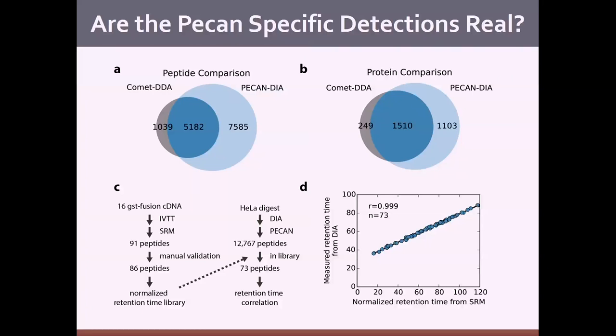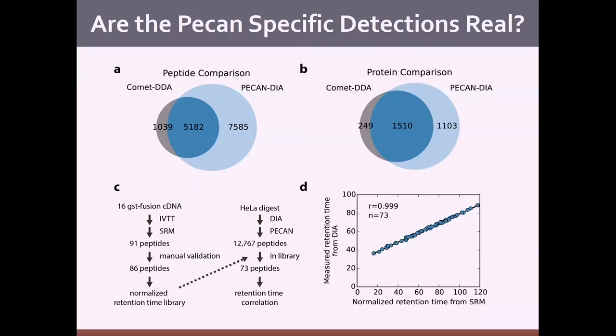Now we can't go and make 1,100 recombinant proteins. That would take us quite a bit of time and effort. So we randomly selected 16 GST fusion proteins. We made them, and we picked the ones that had beyond a certain number of peptides within a given protein sequence. So we discarded ones that were basically single peptides for a given protein. In the end, we made 16 proteins. This resulted in about 86 peptides that we had good SRM data for. And these are purified proteins, essentially.